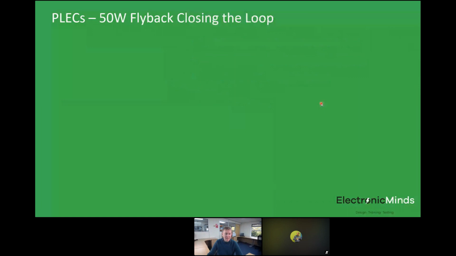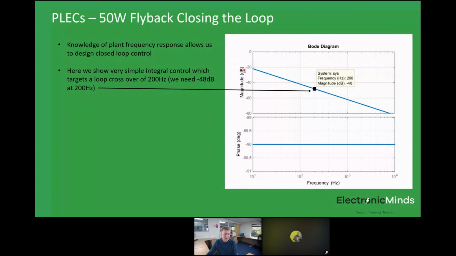Knowledge of that frequency response allows us then to design closed loop control. So for example, this is just very, very basic integral control. You wouldn't really use this in practice. You'd have a more complex control frequency response, but this one works for the purposes of demonstrating what we can do.